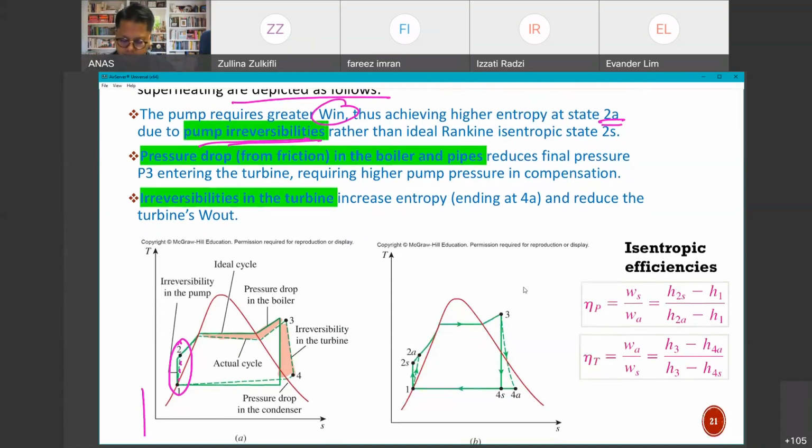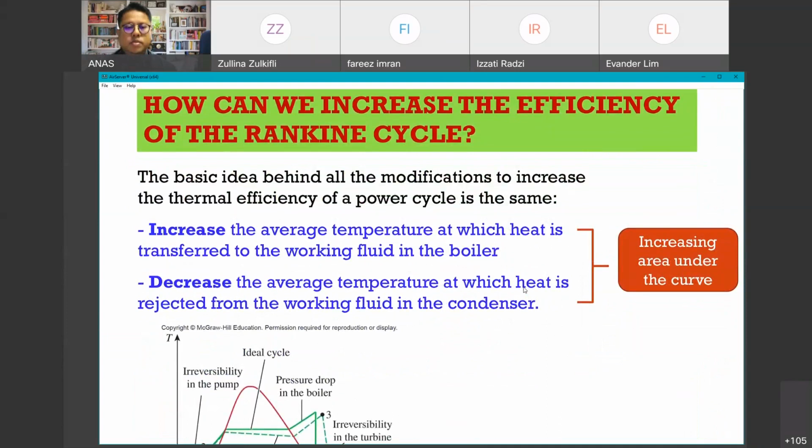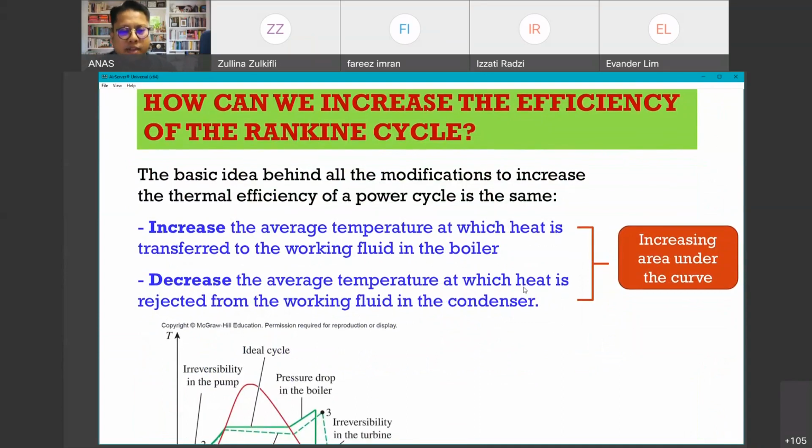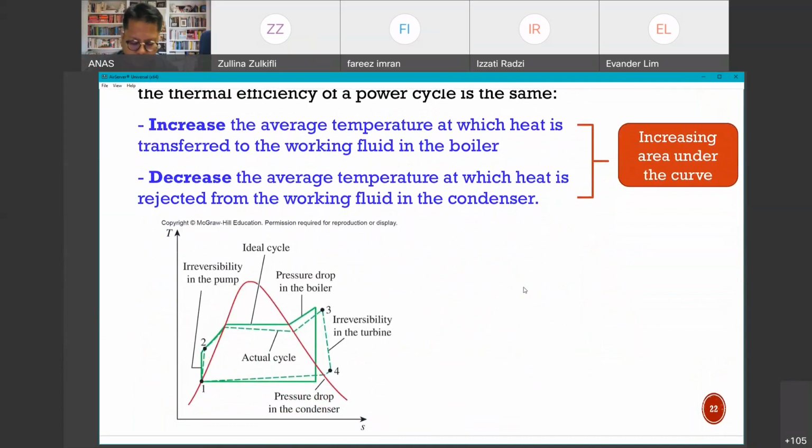All right. So let's look at how we can increase the efficiency of the Rankine cycle. The idea is very, very simple. To summarize, we can increase the efficiency by increasing the area under the graph or the plot. Okay, so let's have a look. The first one: increase the average temperature at which the heat is transferred to the working fluid in the boiler.